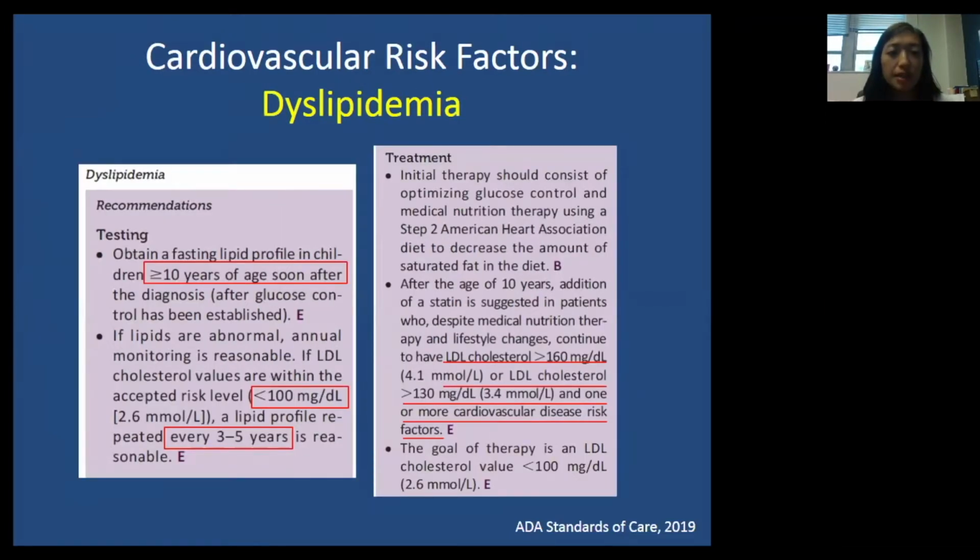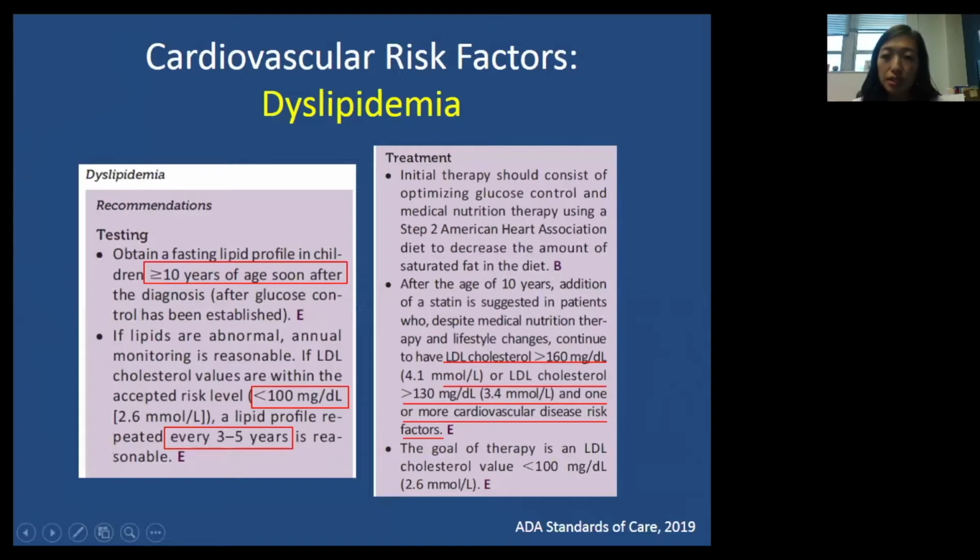For dyslipidemia, similar to those with type 2, we do want to monitor these fairly frequently. However, again, with type 1 diabetes, you don't need to do it until, for kids at least, they're older than the age of 10, or soon after their glucose has been well controlled after diagnosis. The goal is, again, to keep their LDL levels less than 100, similar to our type 2 population. And as long as it is normal, you don't have to repeat it yearly, but maybe every 3 to 5 years is thought to be reasonable.